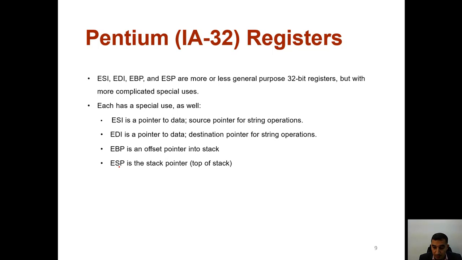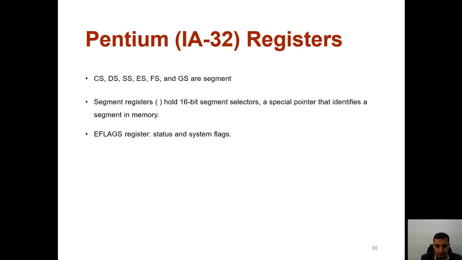Are more or less general purpose registers, but they are more complicated with special uses. So source index is used to source data, destination index is used for destination pointer, base pointer is used in the stack, and the stack pointer points to the top of the stack at all times. Then we have segments: code segment, data segment, stack segment, extra segment, F segment, and G segment. The segment registers hold 16-bit segment selectors, special pointers that identify the segments in memory, and finally we have the extended flags, as we talked about earlier.